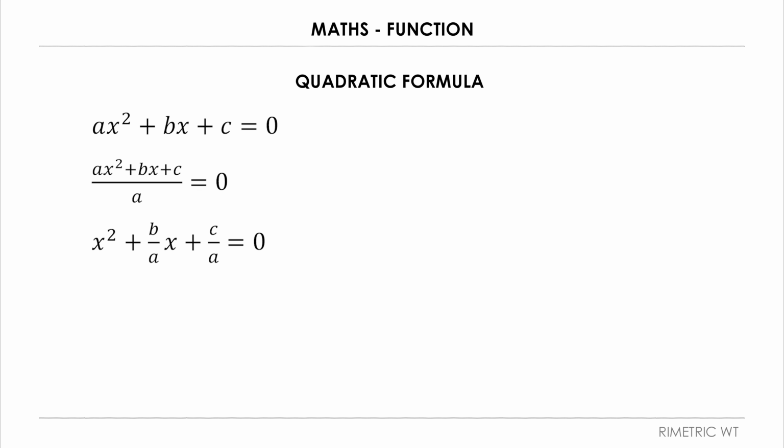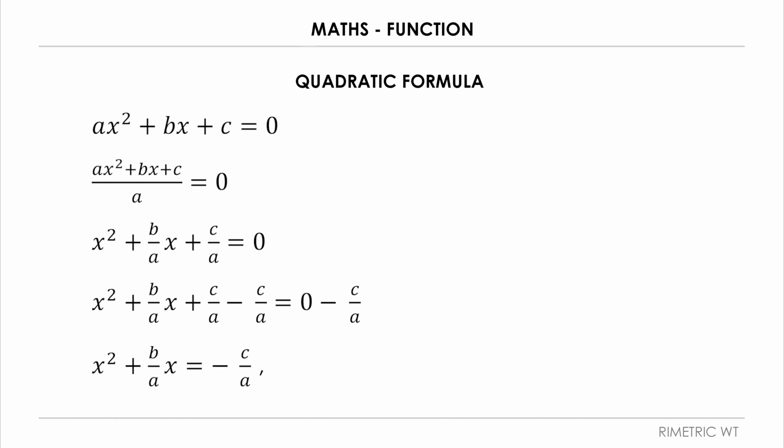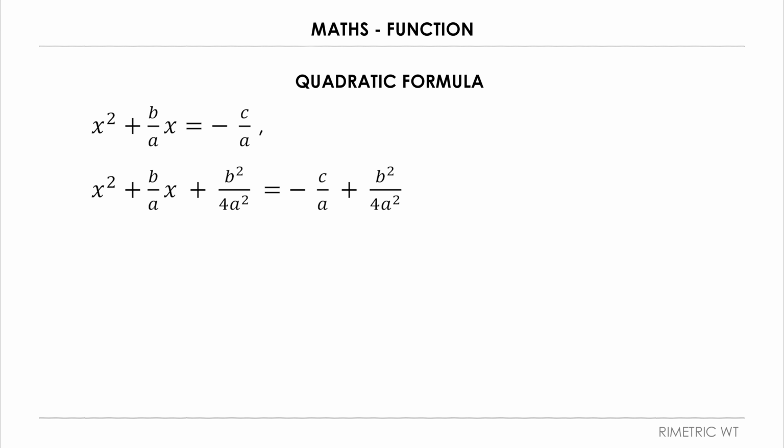After that, we go ahead and eliminate the constant from the left side of the equation in the process of making it a perfect square. So we subtract c over a from both sides. Then we get x squared plus b over a x equals negative c over a. Now we take the coefficient of x, which is b over a, and divide it by 2, and we get b over 2a. Once we get half of the coefficient, we square that result, which is b over 2a the whole squared, resulting in b squared over 4a squared, and we add that to both sides.